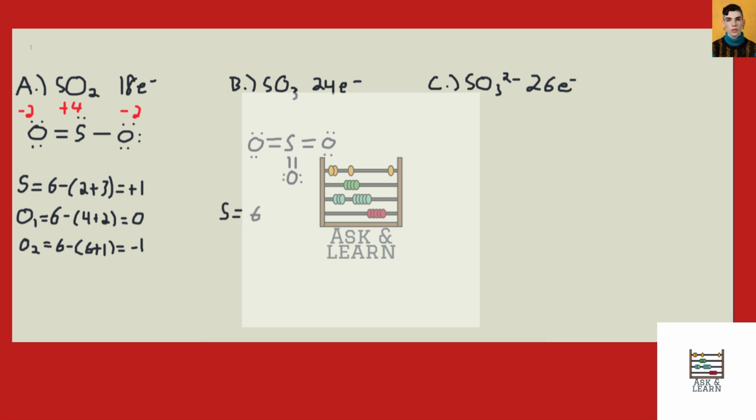So 6 minus 6, because we have 1, 2, 3, 4, 5, 6 bonds, is equal to 0. All these oxygens are equivalent, so we can just use this as one equation: 6 minus 4 lone pair electrons plus 2 bonds is equal to 0. So the oxidation states of oxygen are -2, -2, -2, and this is going to be +6.